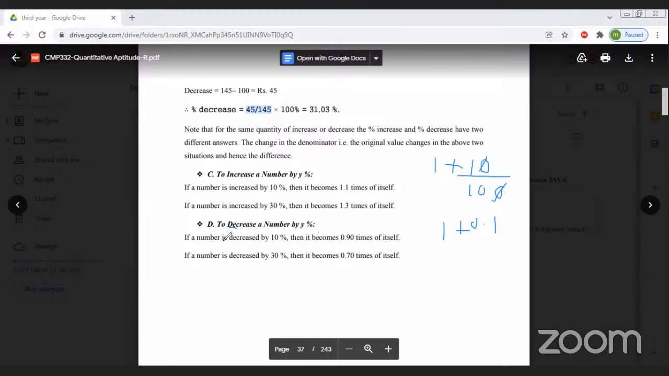Similarly, for the decrease part, if a number is decreased by 10%, a decrease comes, so a minus sign. So minus 0.1 gives me 0.90. This is how you increase or decrease a number by the given percent.